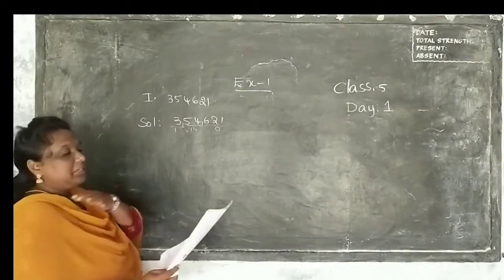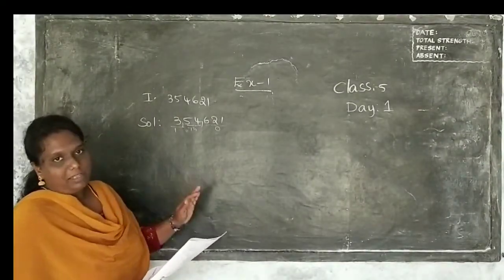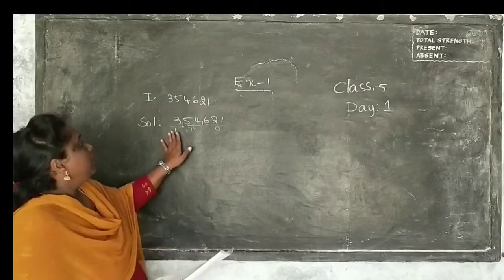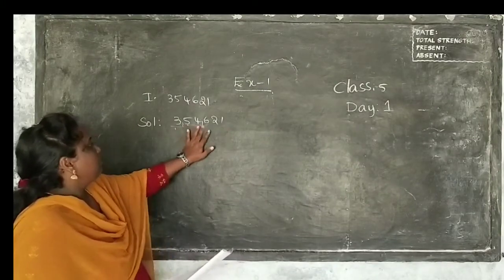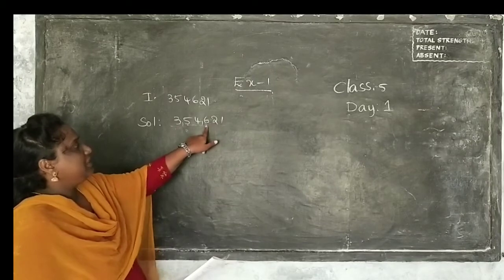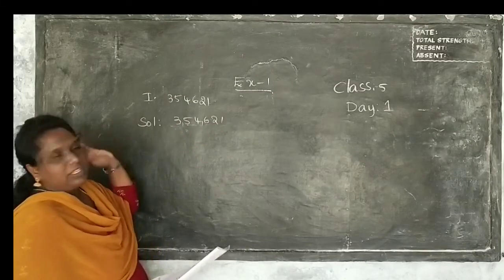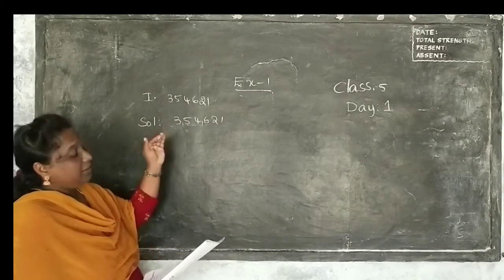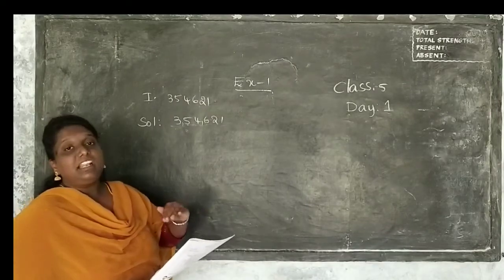What is the question? I am repeating again. Insert the commas according to the Indian system. We have kept the commas. First 3 digits, then comma. Next every 2 digits, then comma. Finished. Then the next one is write the number name.